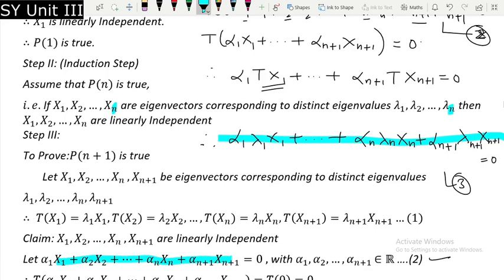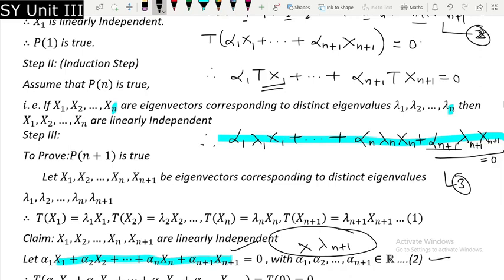So see what trick I am going to use here. I am going to multiply this 2 by lambda (n+1). Okay, why am I going to multiply this 2 by lambda (n+1)? Because see, the last term of 3 is alpha (n+1) lambda (n+1) x(n+1). It is not like that you should multiply by lambda (n+1) only. You can multiply by either lambda 1, lambda 2, or lambda n, or you can multiply by lambda (n+1). Anything will work, but we will multiply by lambda (n+1) because it is easy to understand.